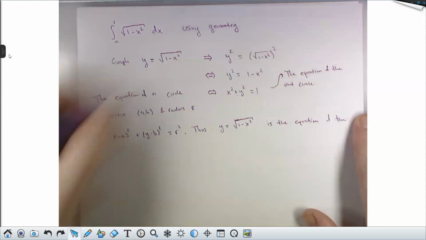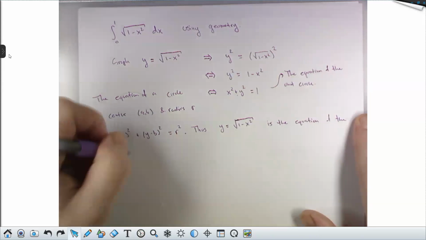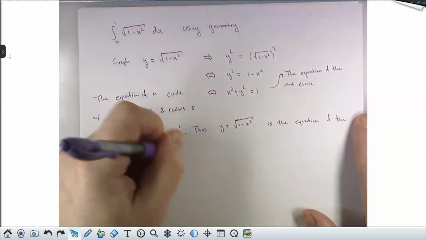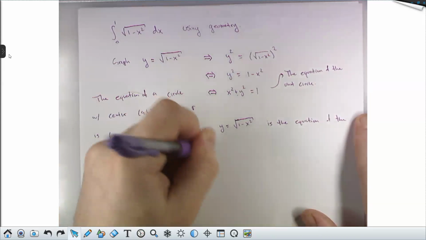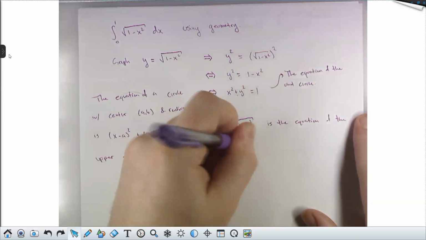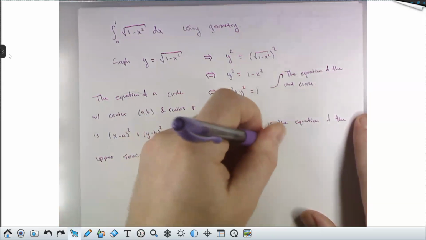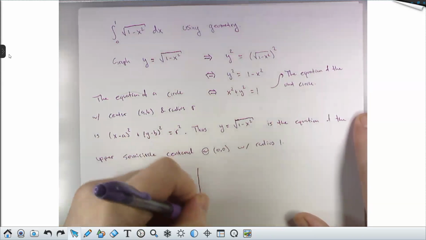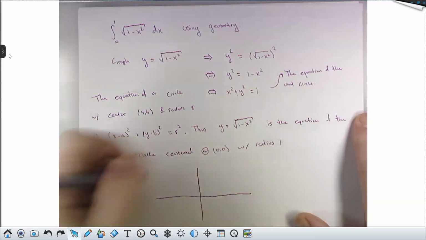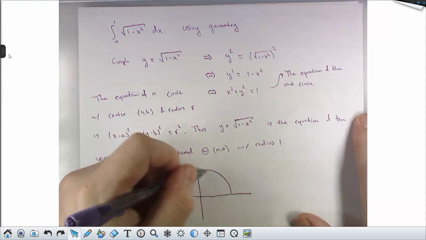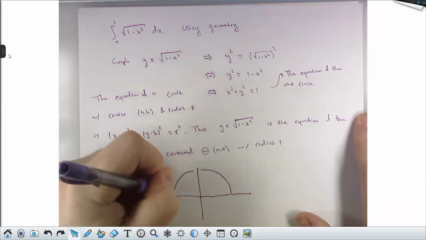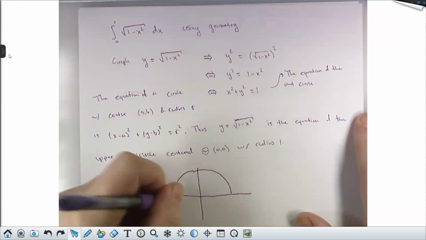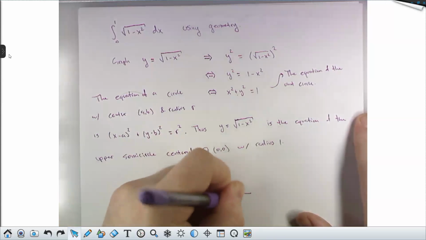of the upper half semicircle, centered at 0, 0, with radius 1. So that graph is this. All right, -1 over here, -1 comma 0. And over here we have 1 comma 0.